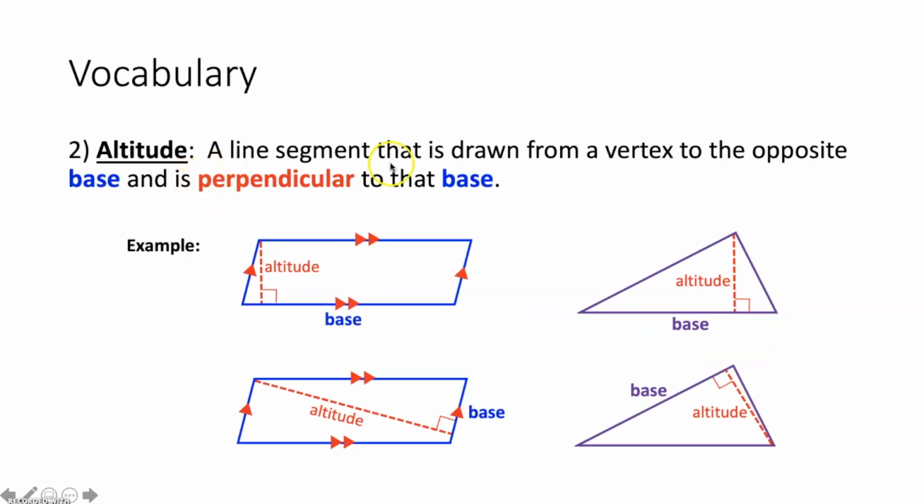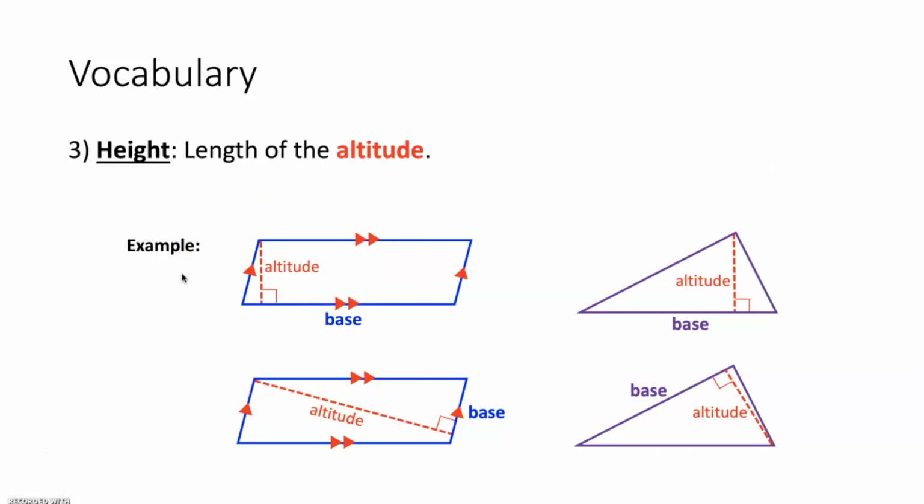Now, an altitude is a line segment that is drawn from a vertex to the opposite base and is perpendicular to that base. It is important to note that any side of your polygon could be considered a base because we're going to be dealing with some area formulas that have base and height in them. So the base is just going to be whatever side of your polygon is perpendicular to your height, aka your altitude. And that brings us right into our third vocabulary term, which is height.